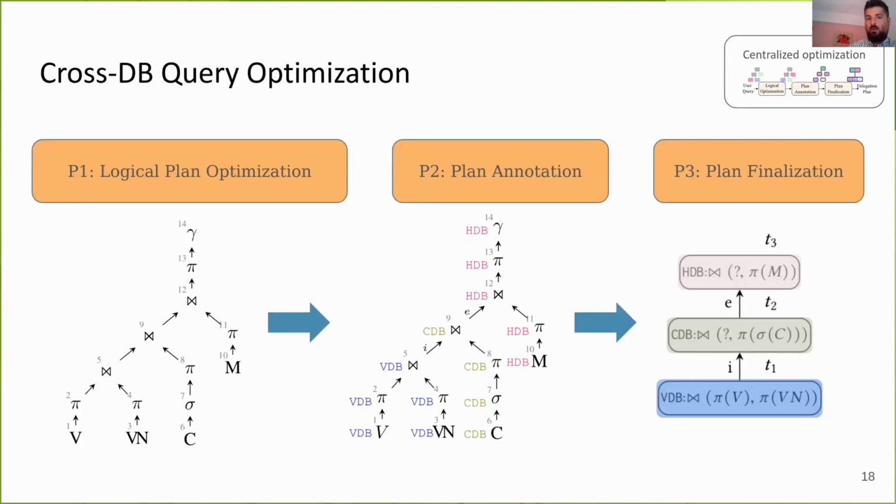So query optimization in XDB is done in three phases. In the first phase, we optimize the plan logically. Essentially, we perform selection and projection pushdown and join reordering based on simple statistics. Then in the second phase, we annotate the plan. This means we assign a DBMS to each operator of the plan. As you can see here, each operator is annotated with a particular DBMS. And then in the third phase, we finalize the plan. Essentially, we merge those operations with the same annotation into tasks, and we combine them all into what we call a delegation plan.